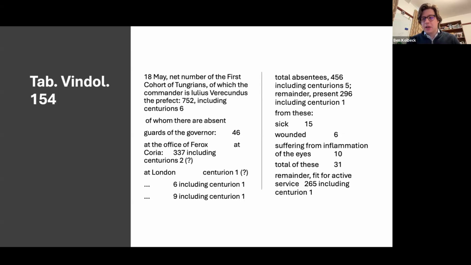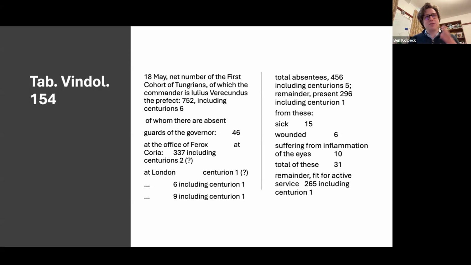So then we get this on the right-hand side, total absentees, 456 out of 752. So most of the soldiers are not there. The remaining 296, there's still 300 people here. Of these, 15 of them are sick, 6 of them are wounded, 10 of them have eye inflammation, or rather, sorry, 30. I don't know where that 31's gone. I've slightly misaligned this text, I think. But anyway, there's a large number of them who are resting up in the infirmary. Complaints about eye inflammation are very constant in ancient letters. So of these people, there's only 265 who are fit for service.